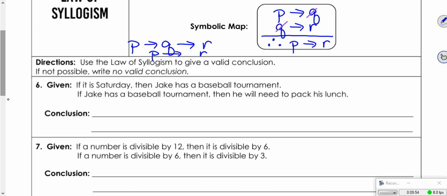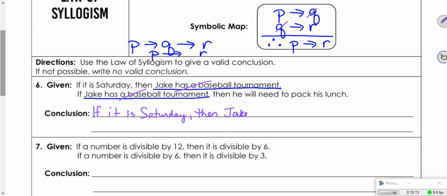Okay? So again, Jake has a baseball tournament, and Jake has a baseball tournament, those kind of cancel each other out, if you will. Okay, we go straight from if it is Saturday, then Jake will need to pack his lunch. Everybody okay with that? Again, kind of just cutting out the middleman, if you will.